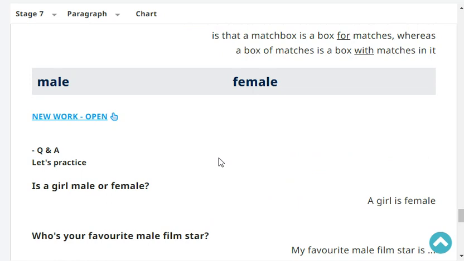In the animal world, which is usually more colorful, the male or the female? In the animal world, the male is usually more colorful.